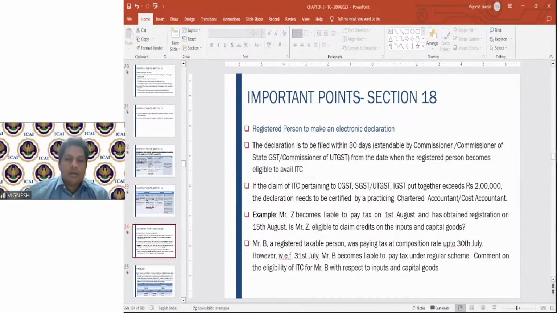On stock held on 31st July, inputs and capital goods both are given. On inputs you can claim, but capital goods you cannot claim, because it is not covered in that particular situation.